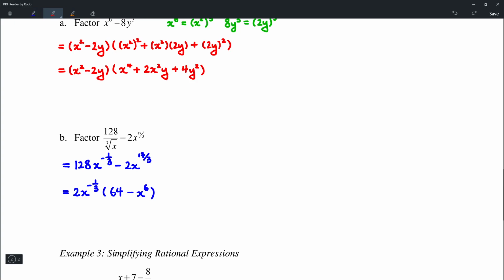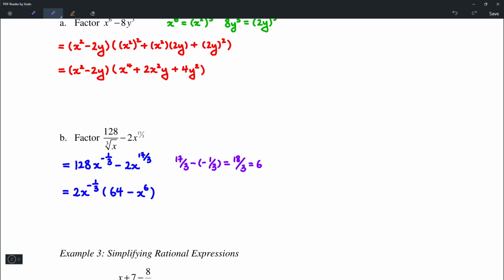Right, so just as a side here, we had 17/3 minus negative 1/3, and that's 18/3, which is 6.